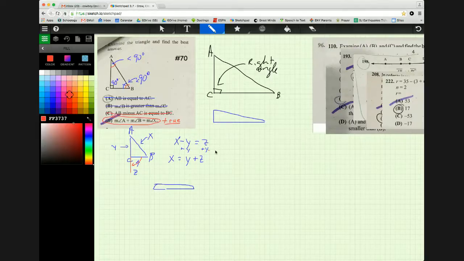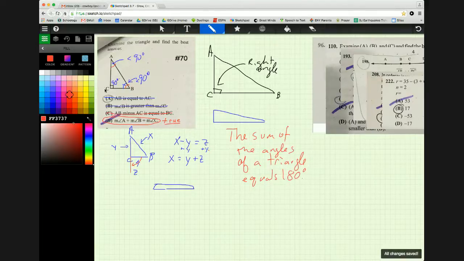So remember, let's write this. The sum of the angles of a triangle equals 180 degrees. So again, if this one's 90, the other two added together equals 90. So the measure of angle A plus the measure of angle B must equal the measure of angle C, which is 90. So this one is true.